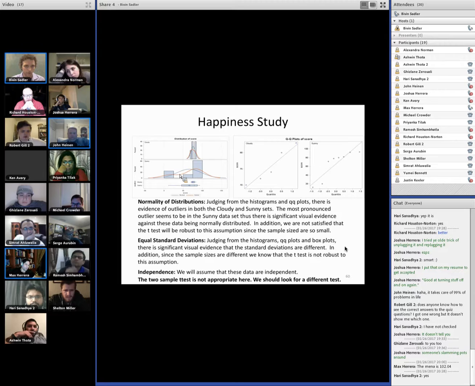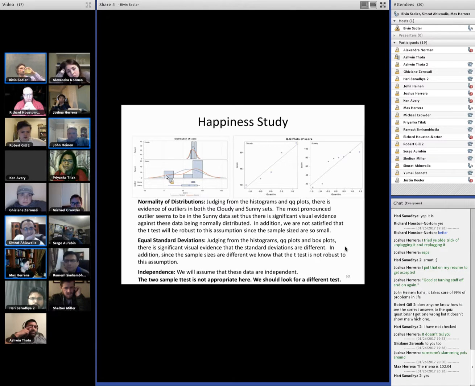Now what about equal standard deviations? You said right skewed. Did you mean left skewed? I meant left skewed, yes, I'm sorry. Yes, left skewed here. Thank you. What about equal standard deviations? They're not equal. There's more variance in the bottom. Great.